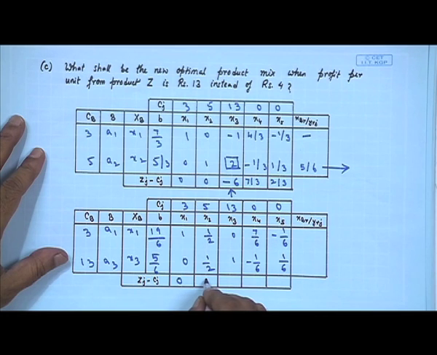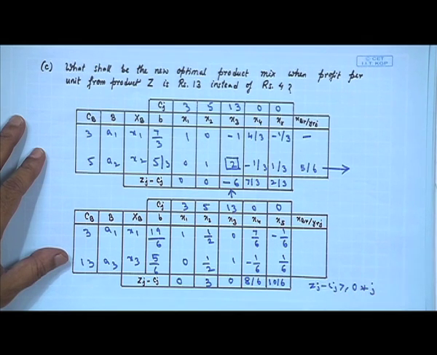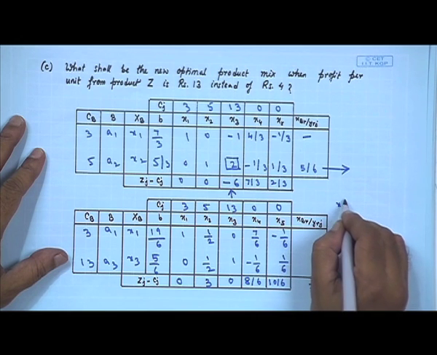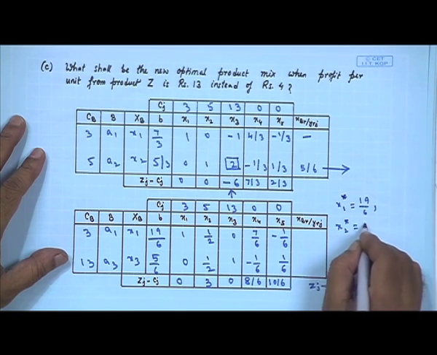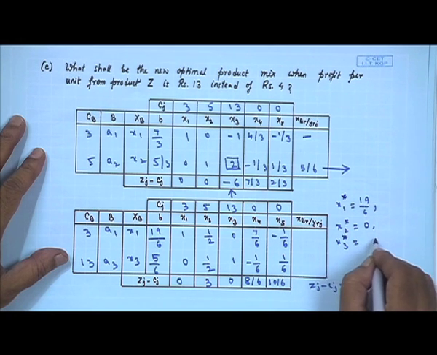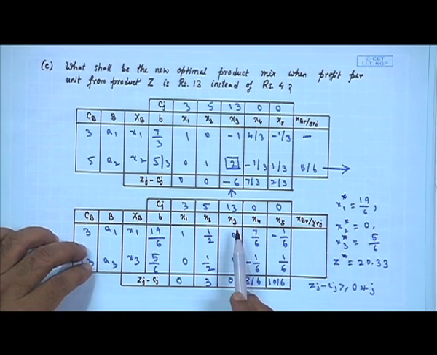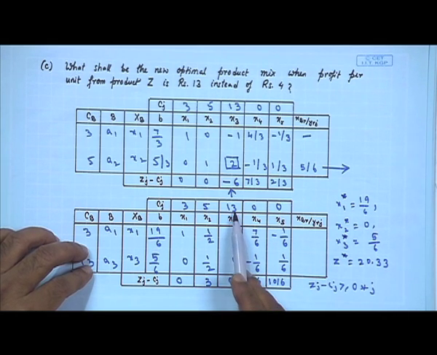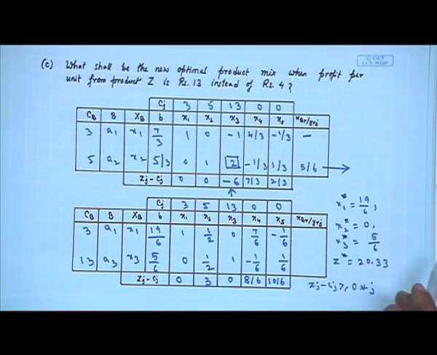If you calculate Zj minus Cj, you will find 0, 3, 0, 8 by 6 and 10 by 6. Therefore, your Zj minus Cj is greater than or equal to 0 for all j. Therefore, the new optimal solution is: x1 star is 19 by 6, x2 star is not present in the basis so it is 0, and x3 star is 5 by 6, and Z star if you calculate is 20.33. So, obviously, whenever you change the unit price for product Z, corresponding to the variable x3, to 13 from 4, we find the optimal solution changes totally and the profit also has increased in this case. So, this is the third one.